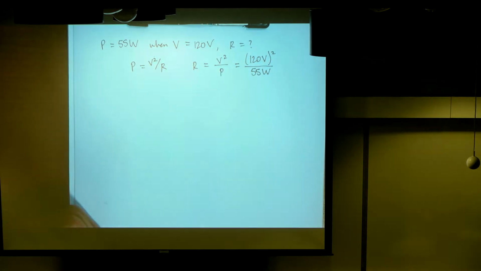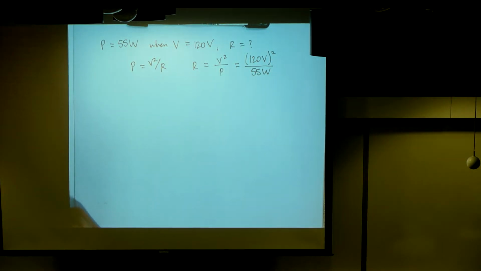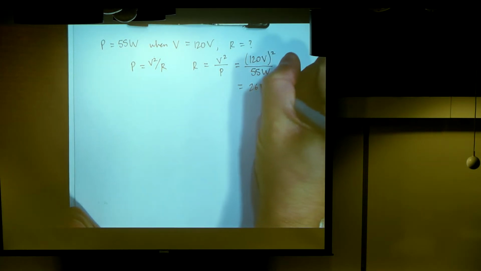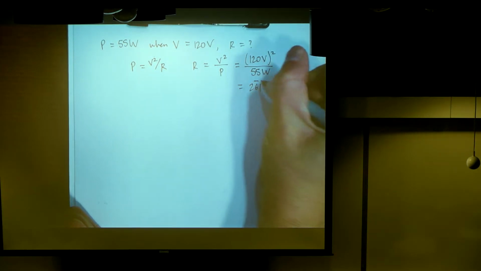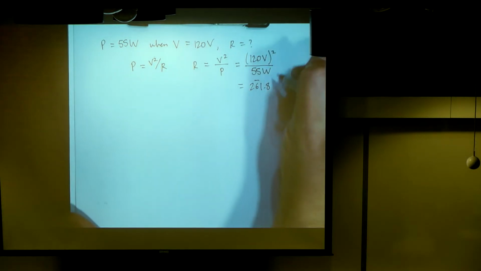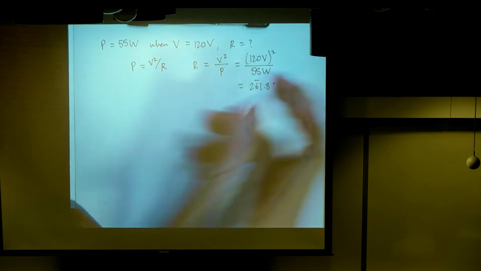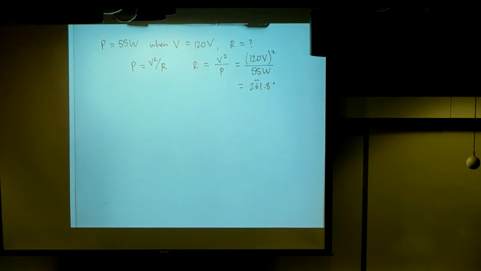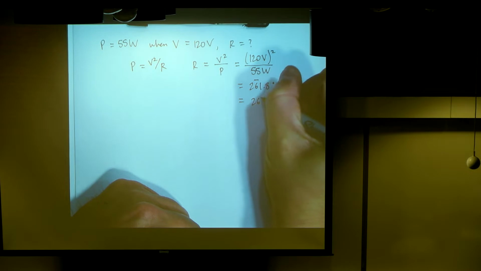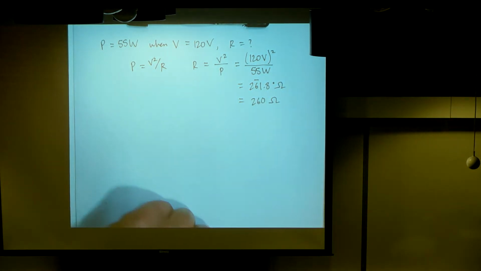Now, can someone do that calculation for me? 261.8. Yeah, so this is 261.8. Technically, we'd want to keep just 2 sig figs here. And what units do we expect this to come out in, by the way? It's a resistance, so ohms, yep. But we want to round that to 260 ohms with 2 sig figs.